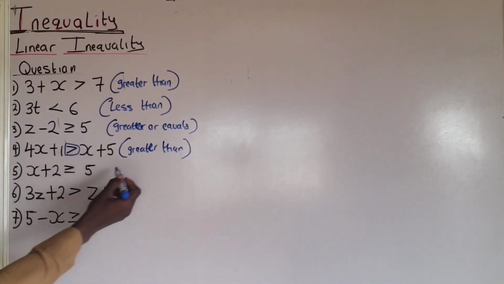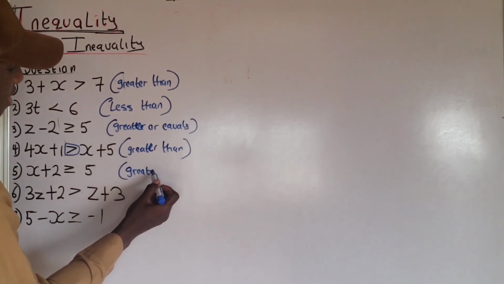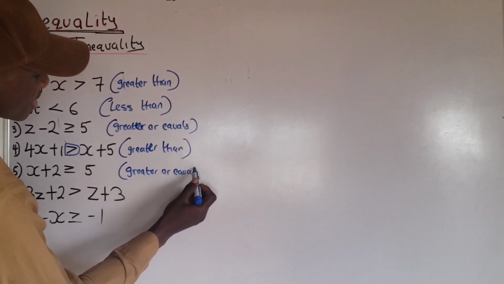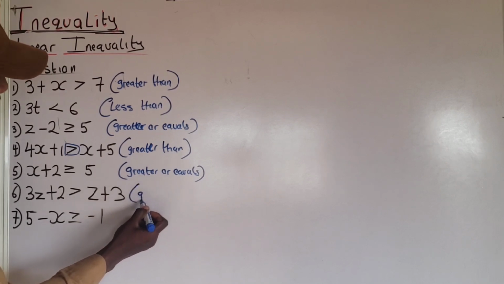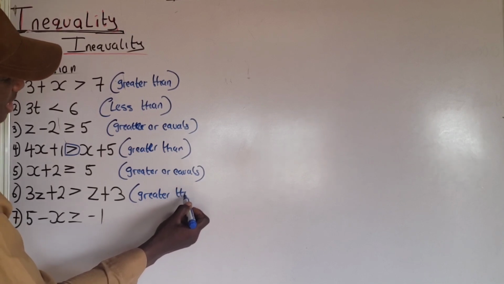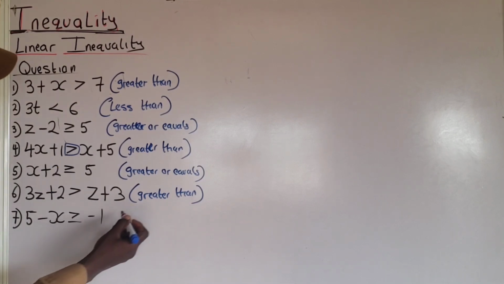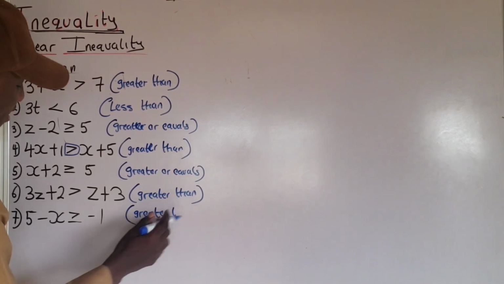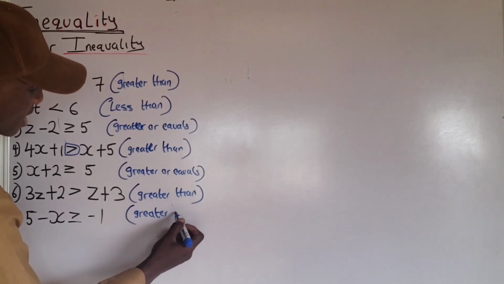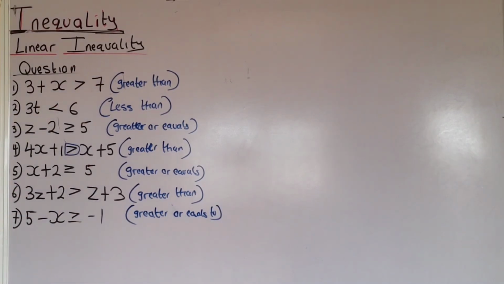Then for the fifth question, the sign there is greater than or equals to. Then the sixth question, the sign that is present is greater than. You understand? As you can see, we have something like this. And for the seventh question, the sign that is present there is greater than or equals to. So I just take this as a reminder of what we learned in our previous class.